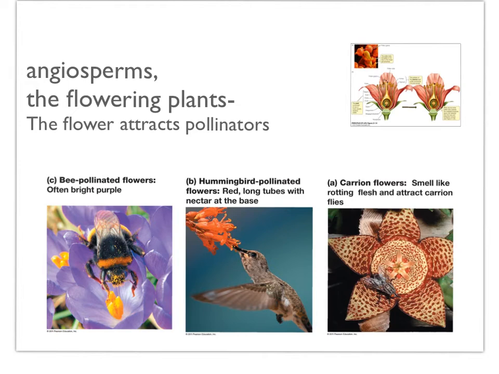But the ones that we're most familiar with are the ones with showy petals and sepals, and that are pollinated by insects, by birds, by bats. There are certain types that are, we'll say, more associated with one type of animal than another. So a lot of hummingbird pollinated plants have long red corollas that they stick their beak and also their long tongue into to get the nectar.